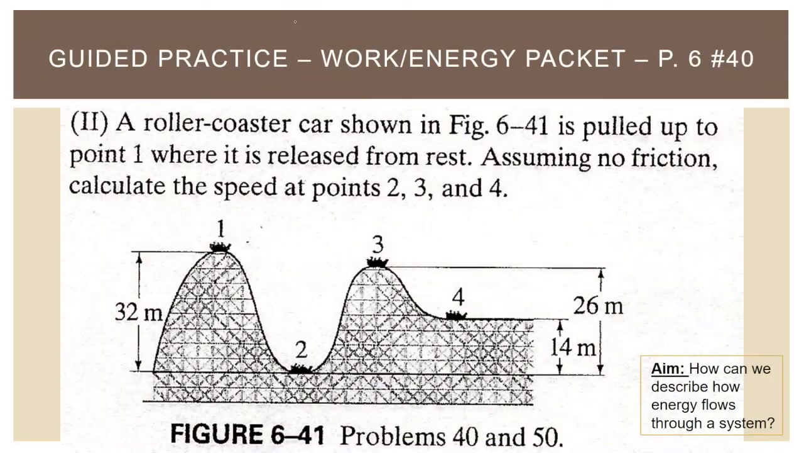So the kind of problem that I'm talking about, which I would like us to write a note for, is a problem that looks like this, generally referred to as the roller coaster problem. So it says here, a roller coaster cart shown in that figure is pulled up to point 1 where it's released from rest, assuming no friction, calculate the speed at points 2, 3, and 4. Now, this is a basic conservation of mechanical energy problem.